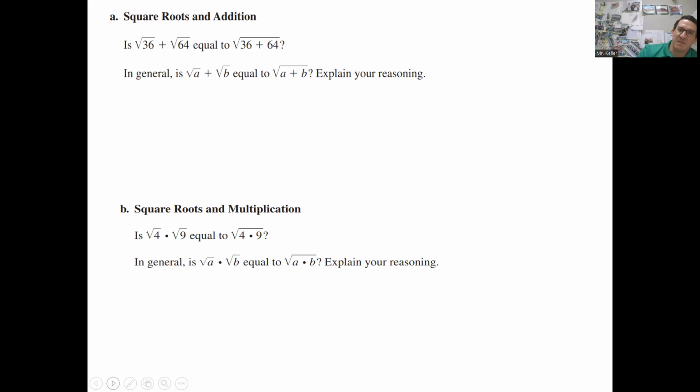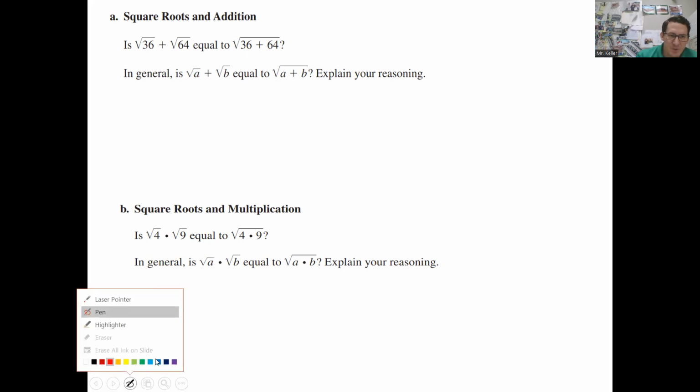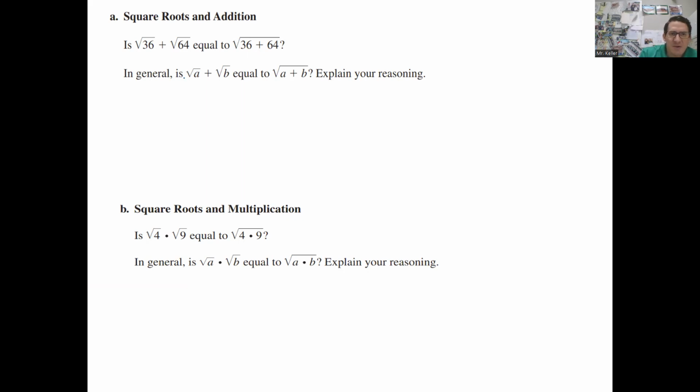Just some things I want you to think about before we get into the lesson, with square roots and whether you can add them or subtract them or multiply and divide them and how that stuff works. So asking a quick question in general, is the square root of a plus the square root of b the same thing as the square root of a plus b? To figure that out, we'll look at this example up here. So we'll evaluate both of those.